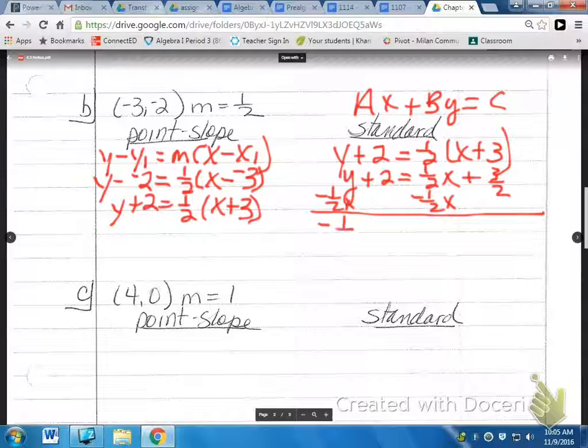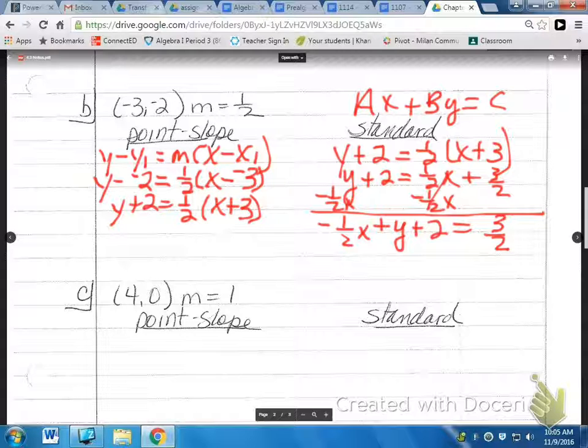Anybody see something else I could have done there? Not subtract the y. I could have killed the fraction, right? Well, we're going to try this way. You know that there's options, though. We could have killed the fraction.